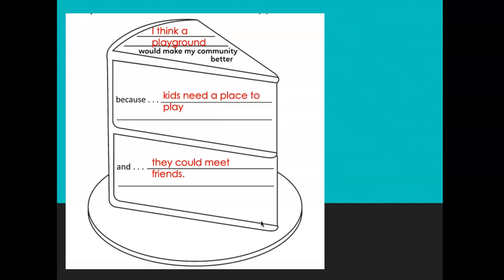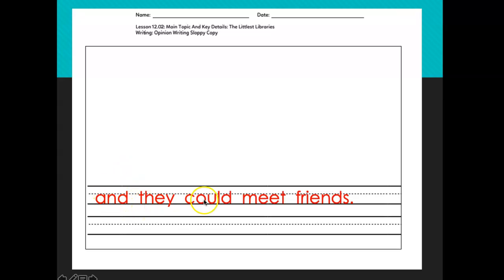And now we're ready for our third reason. So if you're using your graphic organizer, you're just going to go and add this to your very last page. If you didn't do a graphic organizer, you're going to start your last page with the word and write one more reason that your idea would make your community better. So here's mine, and they could meet friends. And now I'm going to put a period because that's the end of my sentence. Notice, friends, I didn't put a capital letter because that wasn't the end of a sentence. It's not the starting of a new sentence. I'm writing one big fat sentence.